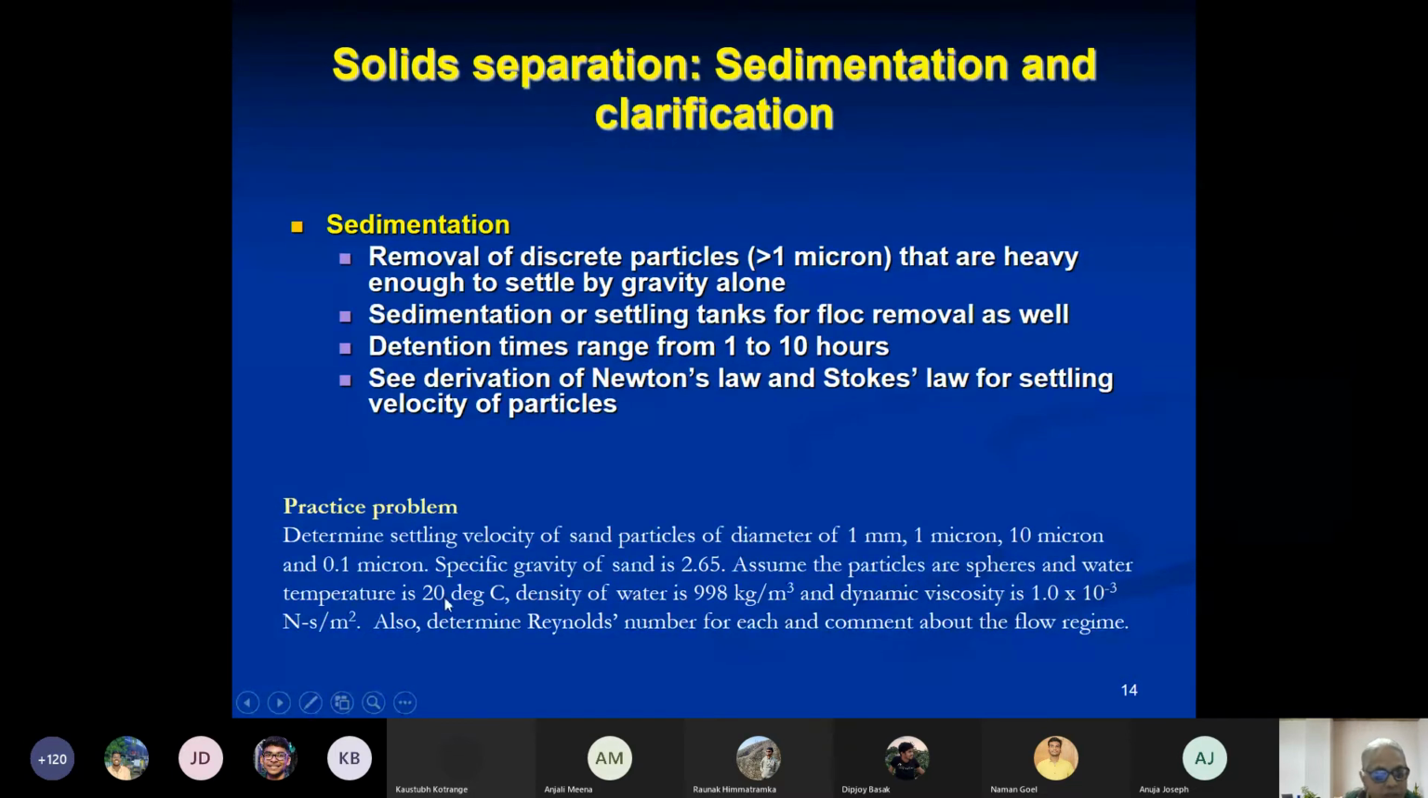Water temperature is 20 degrees centigrade. Density of water is 998 kilograms per cubic meter. Dynamic viscosity, which is mu, is 1 times 10 to the minus 3 Newton second per square meter. So you will have to determine Reynolds number for each particle and determine the flow regime, and then decide whether Newton's law applies or Stokes law applies.